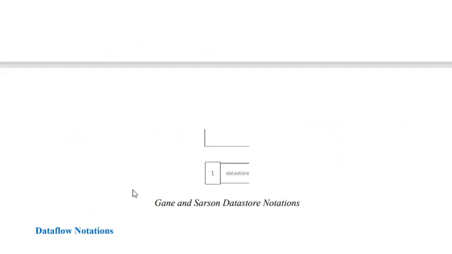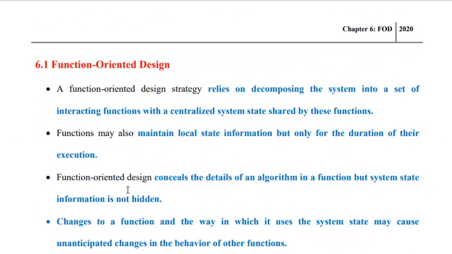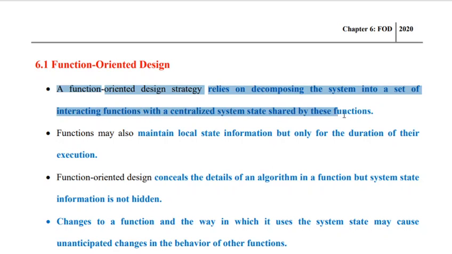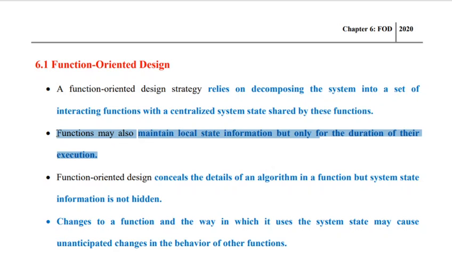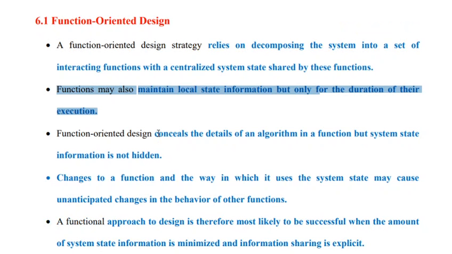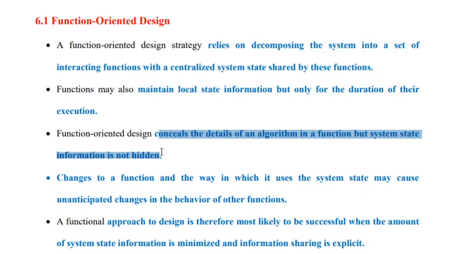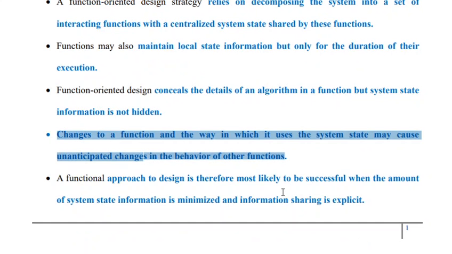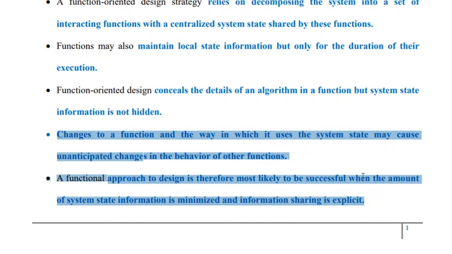In today's class, we have learned about what is function-oriented design, and how function-oriented design tries to perceive a system. Again, we have learned about what happens when the data store is centralized. The function can maintain its own local data as well, but that's true only during execution. Function-oriented design conceals or hides how the function is implemented, but does not hide the data. This brings about a problem in function-oriented design, where a centralized data store, if accessed by a function intentionally or unintentionally, may lead to other functions generating erroneous results.